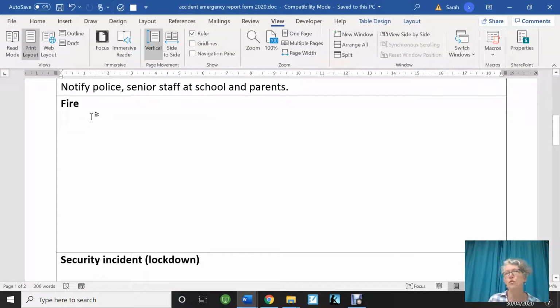What is done in schools to prevent there being a fire? Keeping the school tidy, not having fire hazards lying around. And if there is a fire, what's the fire drill? I'm hoping you can all imagine a fire drill in school.